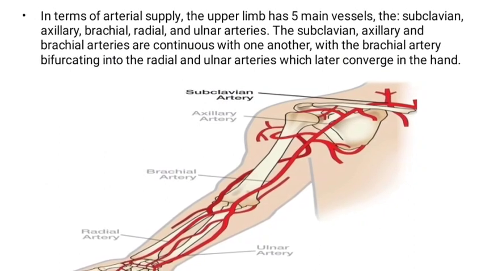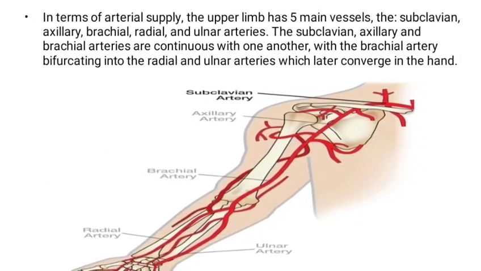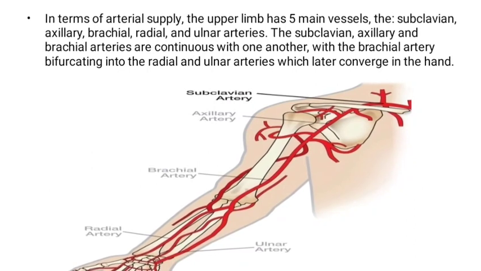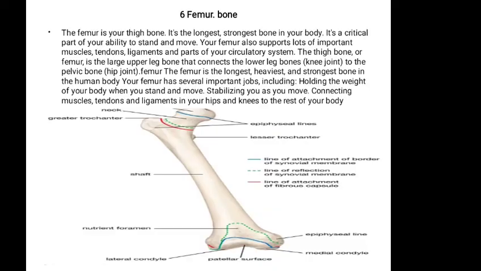Okay, then you have to draw the diagram of these veins of the upper limb. Question number 6. Femur bone. The femur bone is the thigh bone. It is the longest, strongest bone in our body. It is a critical part of our ability to stand and move.